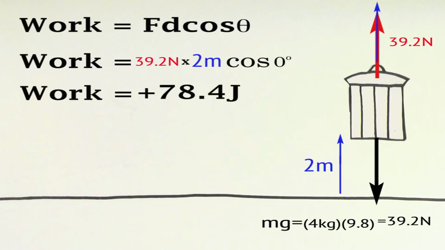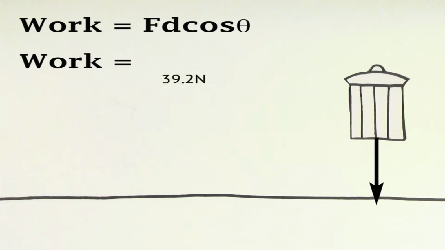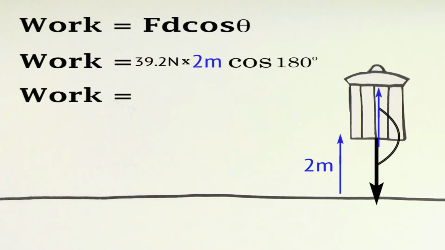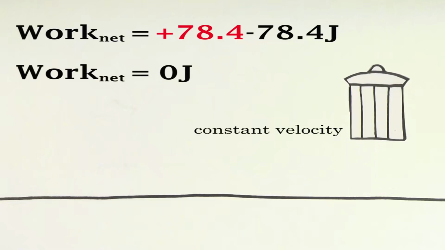To find the work done by the force of gravity, we can use the force of gravity, which is again 39.2 newtons. The displacement is again 2 meters, but the angle between the direction of the displacement and the gravitational force is 180 degrees because the displacement points up and the gravitational force points down. So the work done by the gravitational force is negative 78.4 joules, which means the net work done on the trash can is 0. And that makes sense because since the trash can moved upwards with constant velocity, there was no change in the kinetic energy of this object.